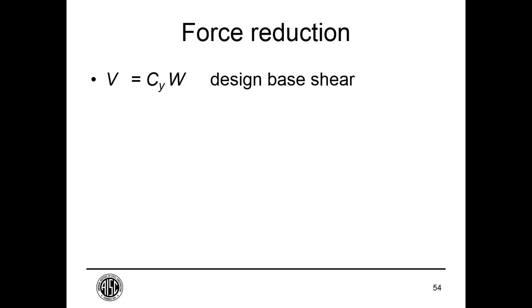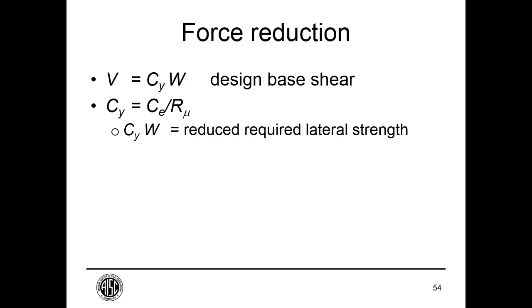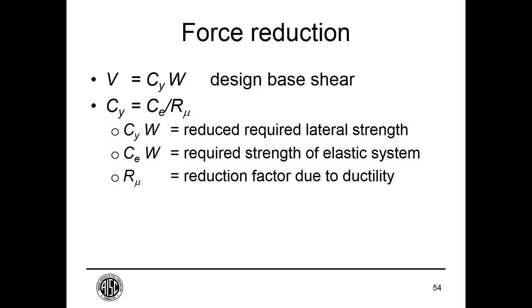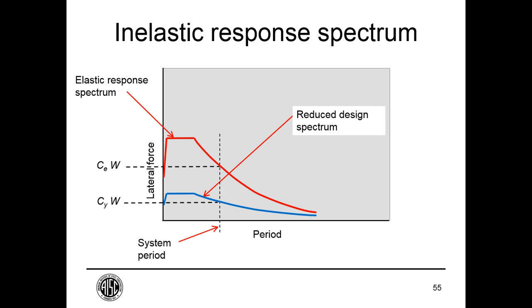All right, so we have our design base here is some coefficient times the weight of the structure. And that coefficient can be the elastic coefficient that we get from the spectrum reduced considering the ductility. So we can design for a lower lateral strength depending on the ductility of the structure. And that factor is going to tell us what our reduction is. So we call that factor R sub mu, and that's a big component of the R factor reflecting the ductility.